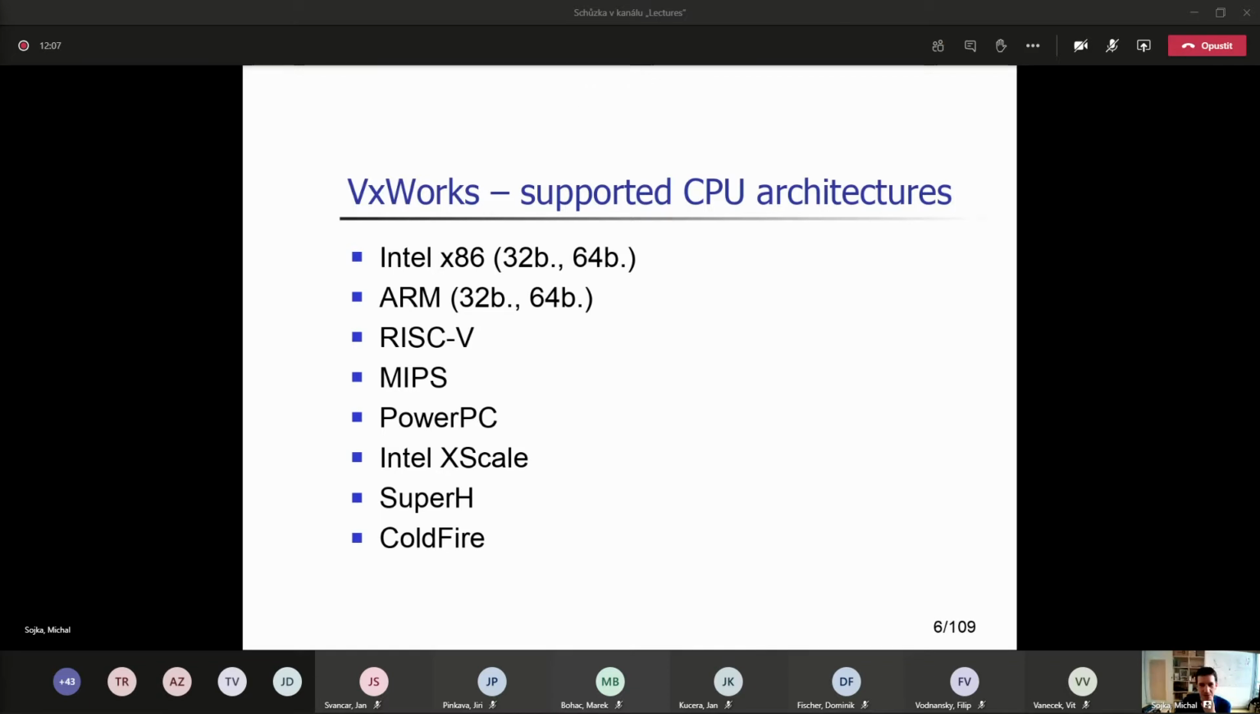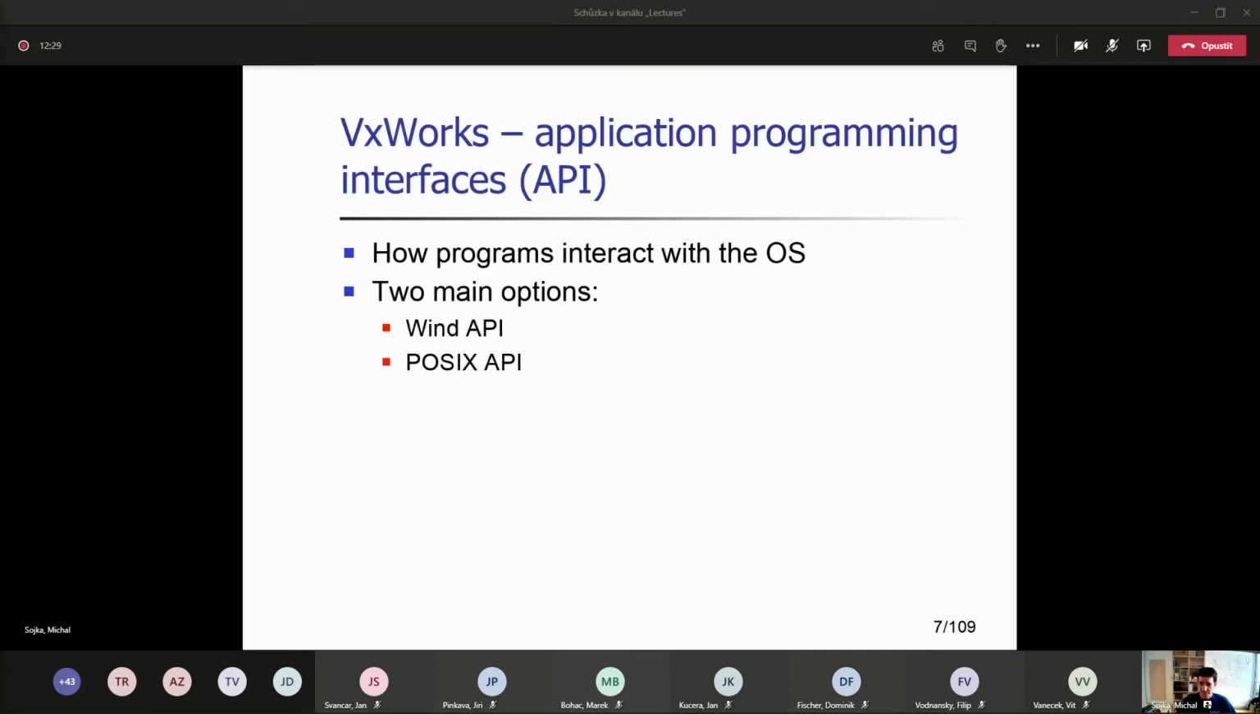Okay, so these architectures are supported. Again, no surprise, nothing unexpected here. And the most important thing, at least for us programmers, is which APIs are supported by VxWorks. API means Application Programming Interface, and this is how programmers interact with the operating system.